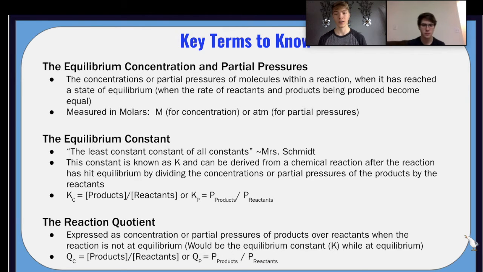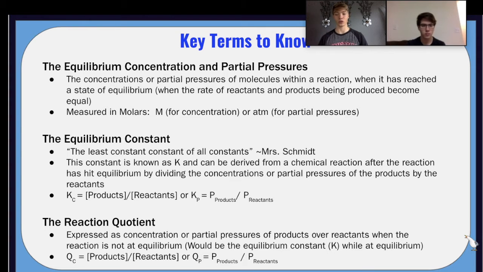Another thing is the equilibrium constant, which is known as the least constant constant of all constants. This constant is known as K and can be derived from a chemical reaction after the reaction has hit equilibrium by dividing the concentrations or partial pressures of the products by the reactants. And as you can see, there is the equation for it. It's basically products over reactants.